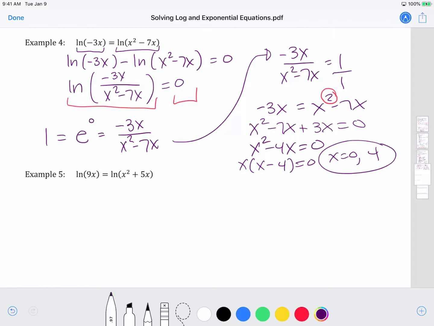Now we have to go back in and plug it in to check. If I take 0 and plug it into the original equation, I would have the natural log of 0 is equal to the natural log of 0. Remember, I can't take the log of 0. So this one is out. I can't use that one. If I plug in 4, that also doesn't work because it's going to give me the natural log of negative 12. And I can't take the log of a negative number. So this one's also out. So in this example, there are no solutions.